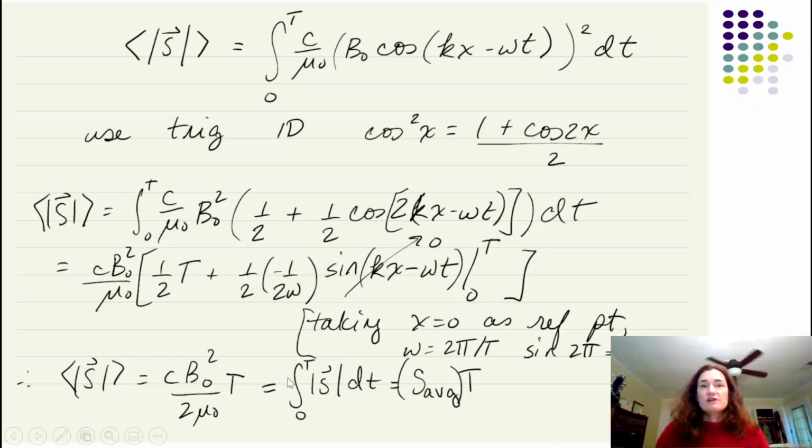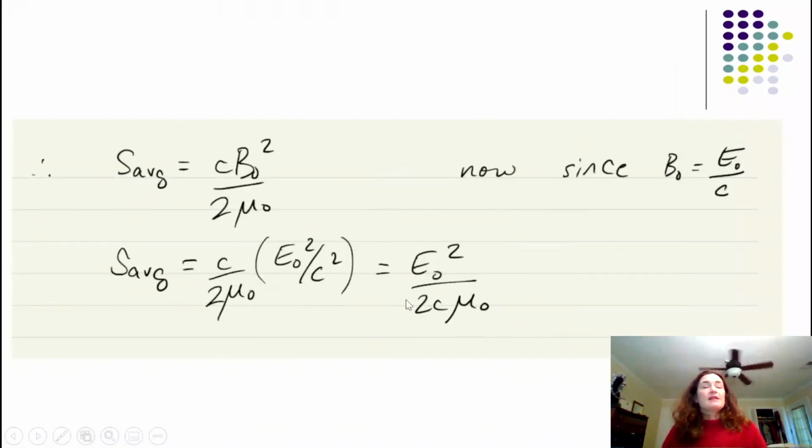Another way to think of it is, of course, the sine function is periodic. Let's say you pick some random point like x equals 0, then when you evaluate it over a period, you're going to have sine of 2 pi minus sine of 0, and both of those things are 0, so there you go. Either way, I end up with, for my average value of S here, c B naught squared T over 2 mu naught. Now that's equal to the time average of my Poynting vector, which would be S average times my period. So my periods cancel out, and that leaves me with S average is equal to c B naught squared over 2 mu naught.